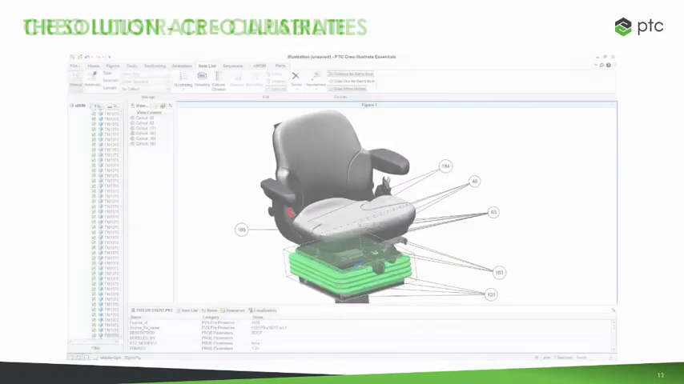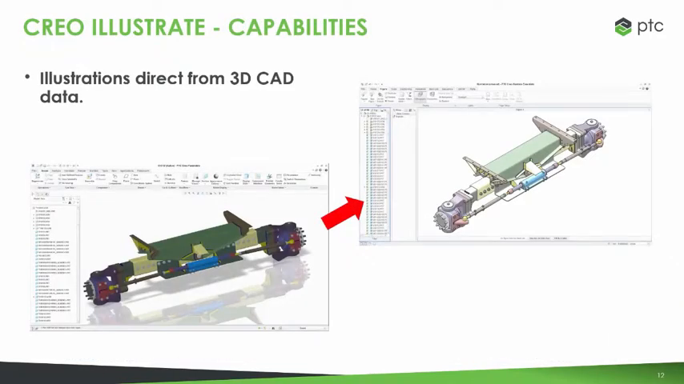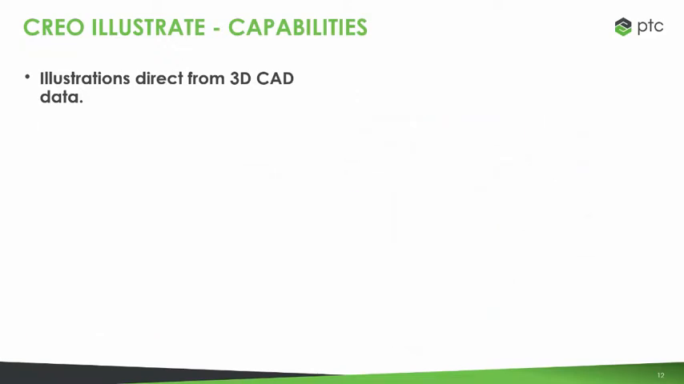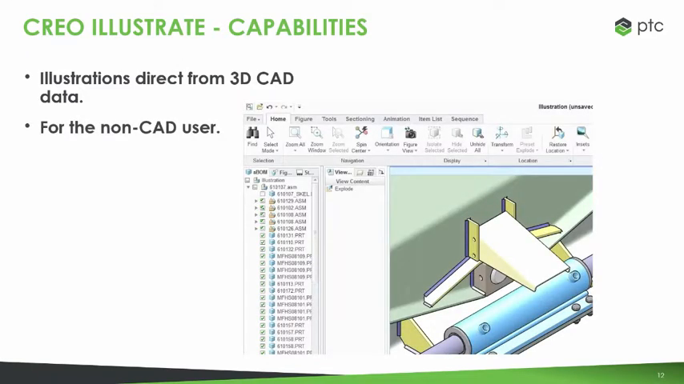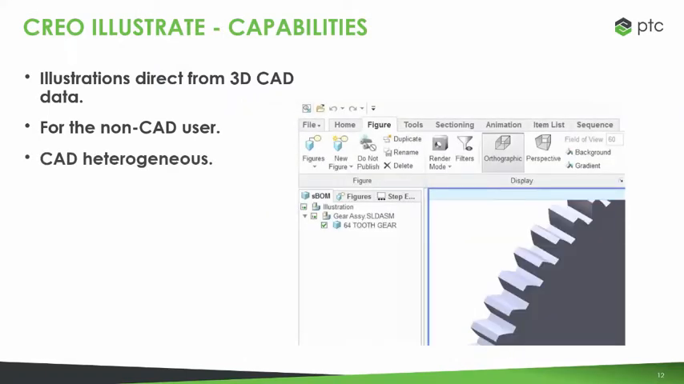So the capabilities that it gives you to help with that, number one, it starts by allowing you to make illustrations directly from that 3D CAD data. So bring the 3D CAD data in and then start making your illustrations. But it is designed for non-CAD users, so you do not have to be an expert in CAD usage to be able to use this tool. And it's CAD heterogeneous, so it obviously works very well with Creo files, but it can also work with neutral files and other things as well, so it does not have to be a Creo object.